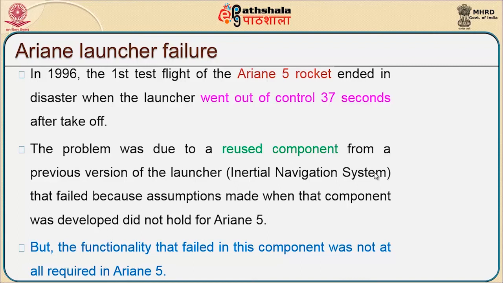So, this inertial navigation system failed because the assumptions made when that component was developed did not hold for Ariane 5, but the functionality that failed in this component was not at all required in Ariane 5. So, this is one specific problem that we may have to look at. The functionality that the component already had may not be required for the new software at least. In that case, if we tend to build on top of it, that may also lead to a failure. That is one of the instances that we have quoted here which led to failure, but that functionality was not at all required.